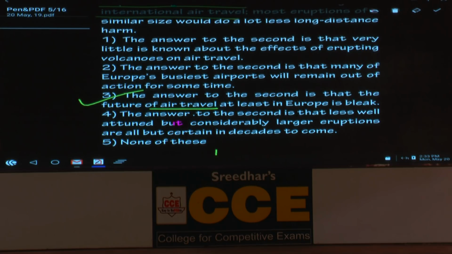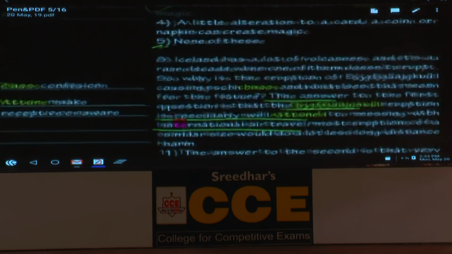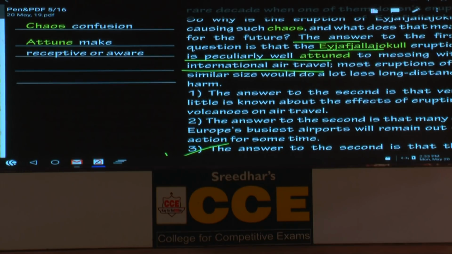It is not that easy to make out, all said and done. Please write the meaning of chaos. We have written it many a time. Chaos means what? Confusion. This paper is, in a way, a confusing paper, the first 10 questions. But the second word is an important word. Please write the meaning of the word attune. Make receptive or aware.